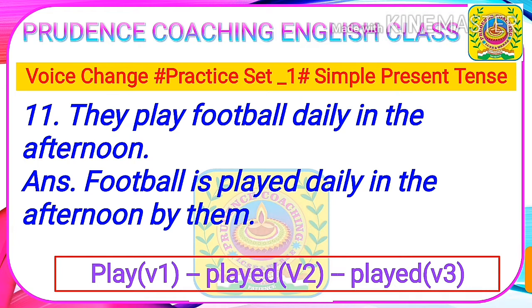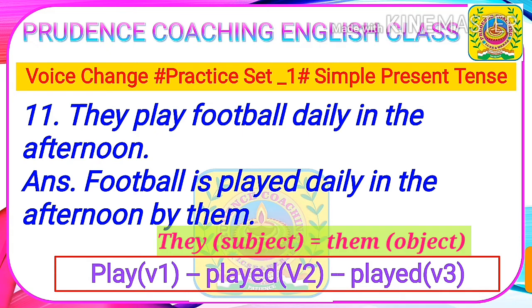So we need to swap the subject and object first to get our passive voice. So they will become them in the objective case, and football, which was the object, will become the subject. As our verb in the active voice is in simple present tense, therefore we need to choose is, am, are according to our new subject. Our new subject is football, which is singular. We will use is after it. After that we need to write the V3 form of the given verb.